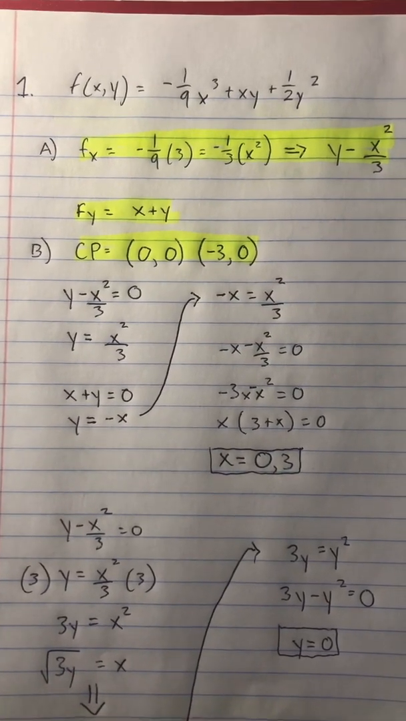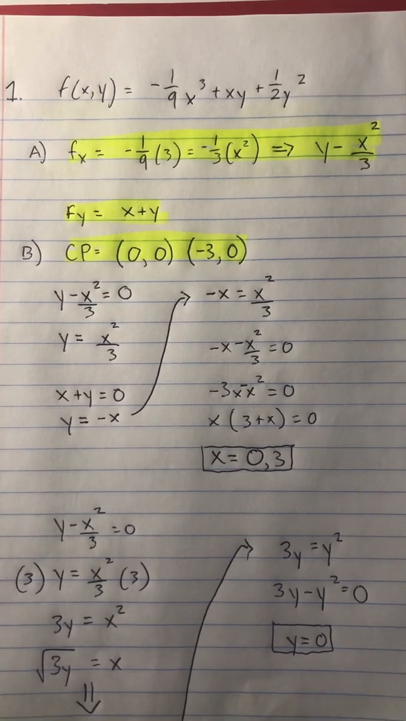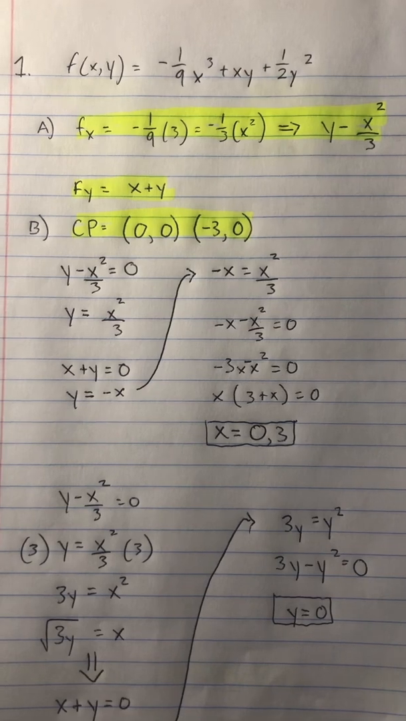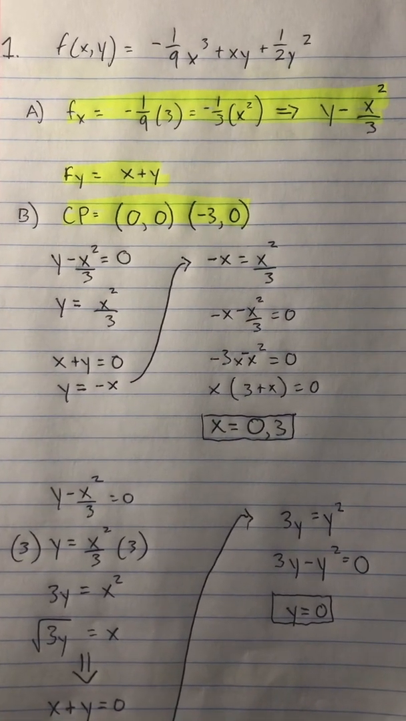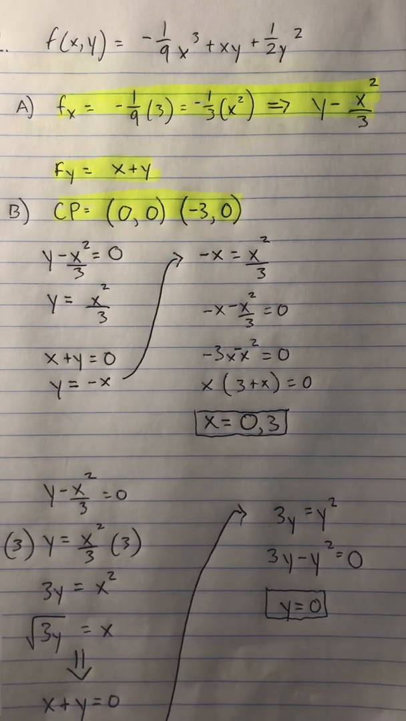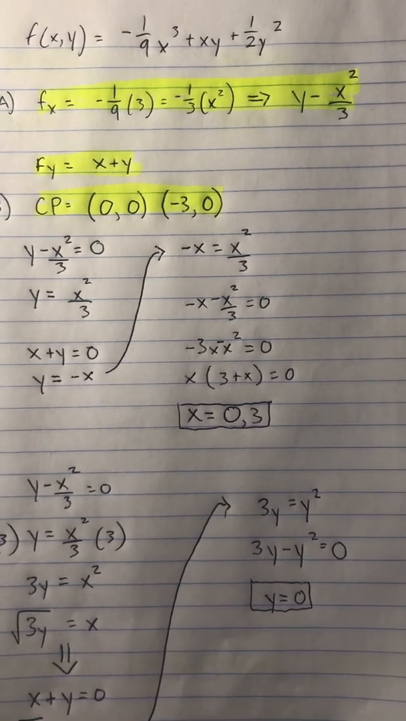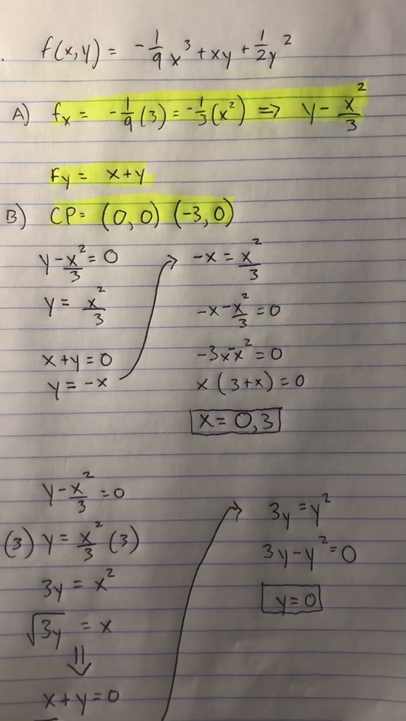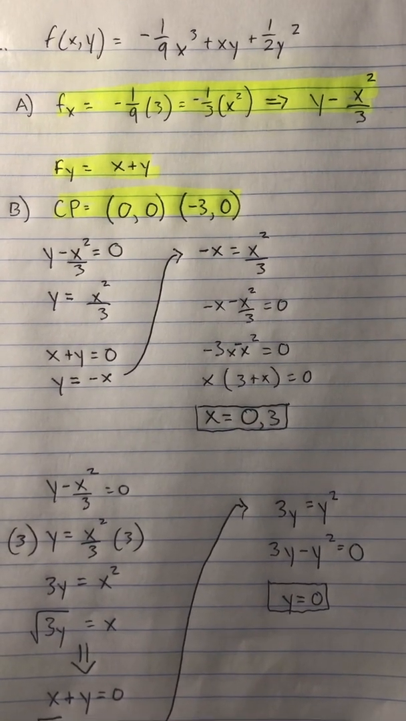For the equation f(x,y) = -1/9 x^3 + xy + 1/2 y^2, we first need to find f_x and f_y. For f_x, we do 1/9 times 3, and it equals -1/3 x^2. And then we get y - x^2/3. We get the y from multiplying the x times 1, getting y. For f_y, we get x + y.